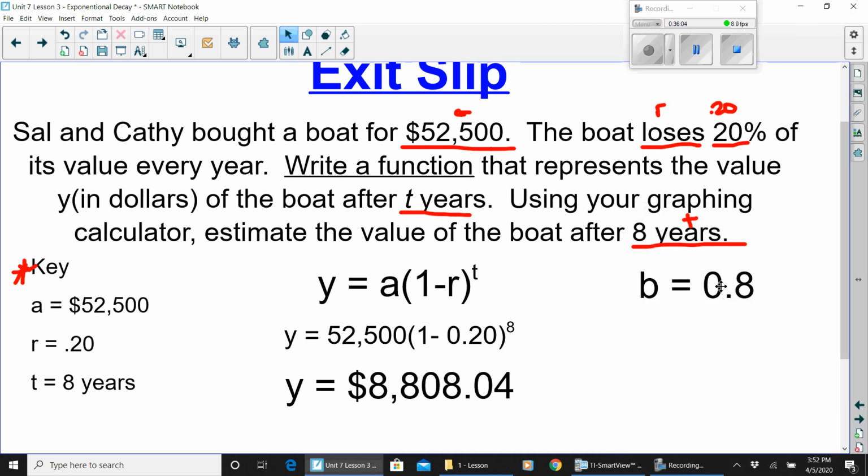Just remember that b is 0.8. If they gave you that and they asked you what the percentage of decrease would be per year, you would have to figure out 1 minus what equals 0.8, 1 minus 0.20 equals 0.8. And then you would convert the 0.20 into a decimal, into a percent, and it would be 20%. All right, and that's how you would get that, kind of like going backwards.